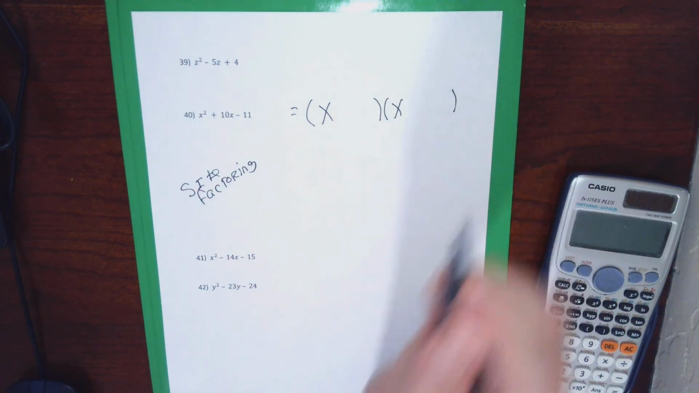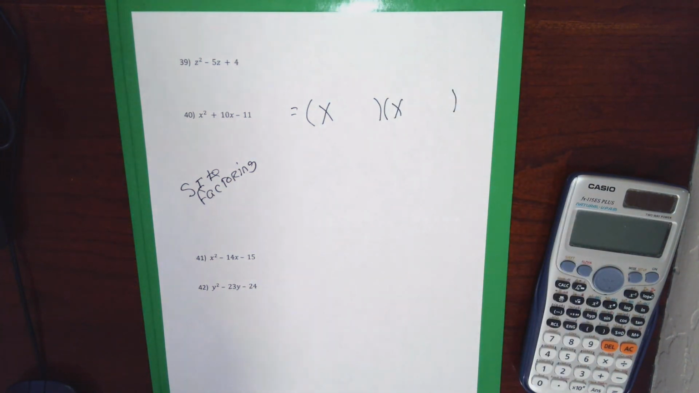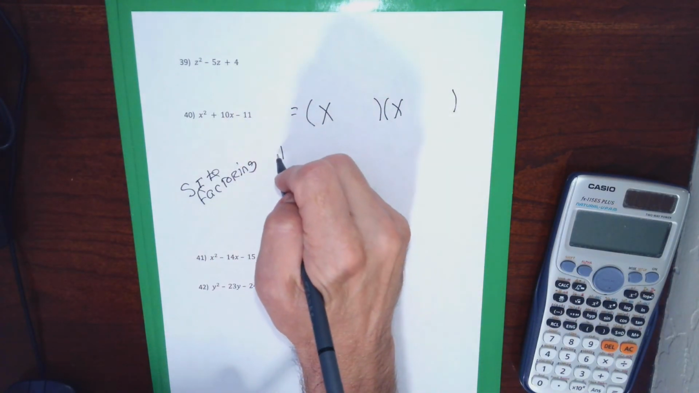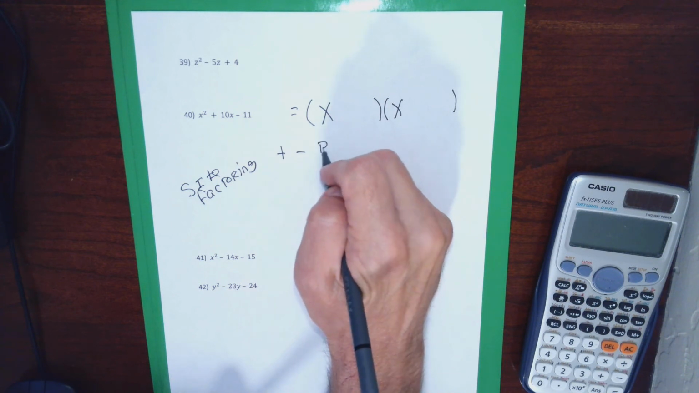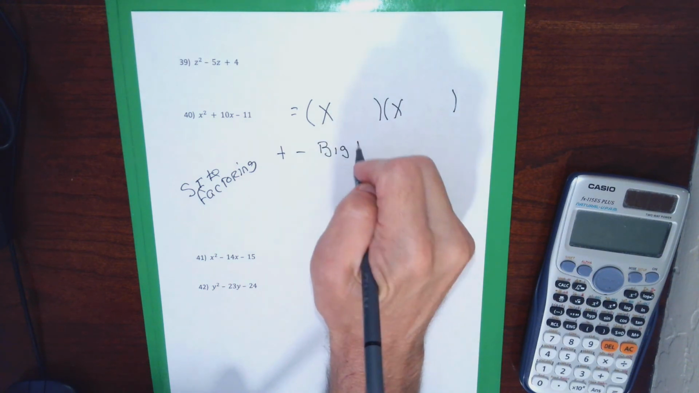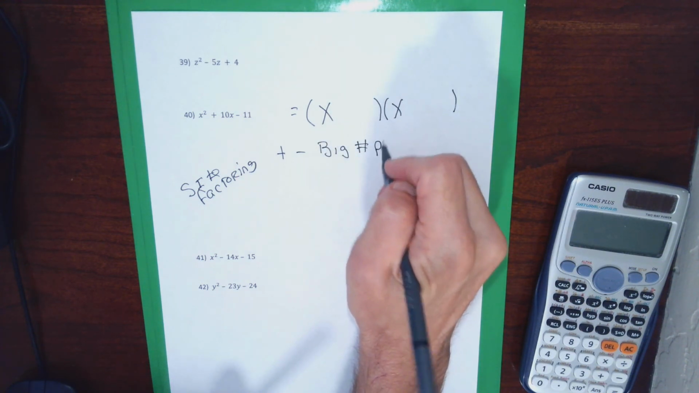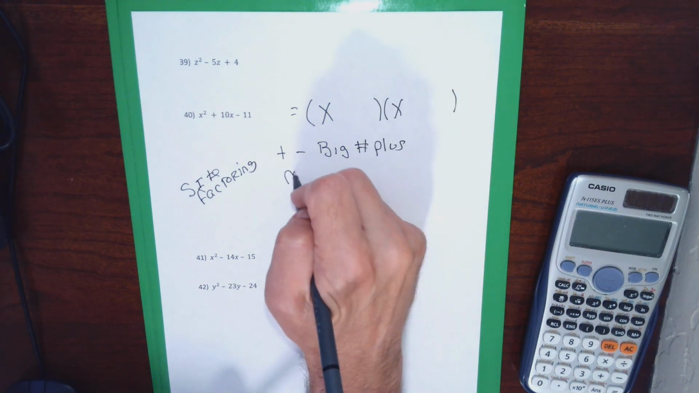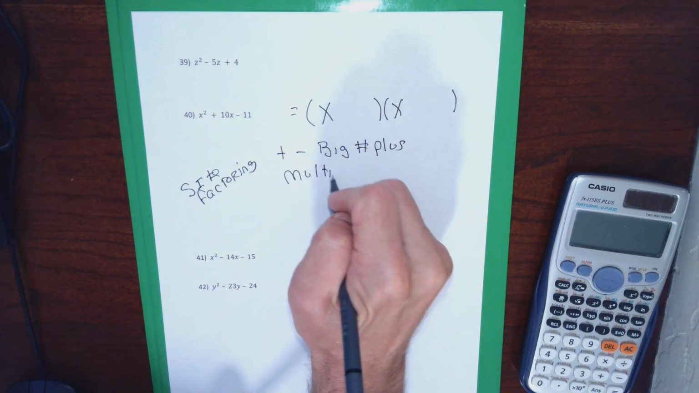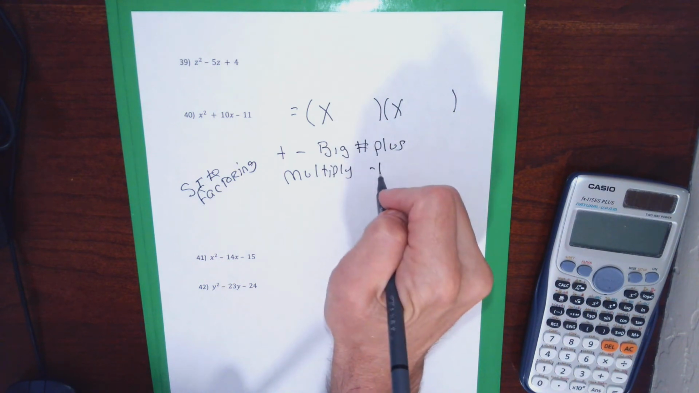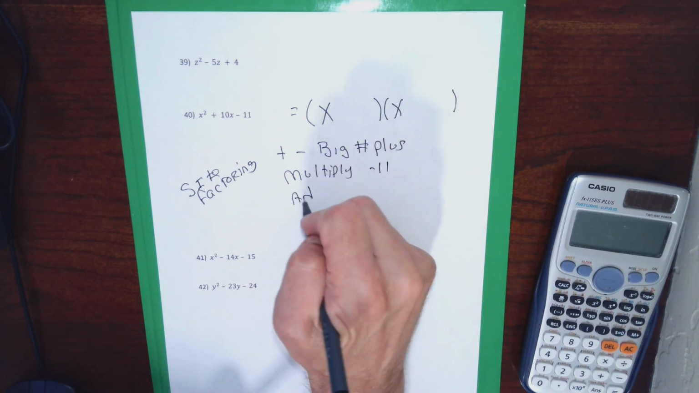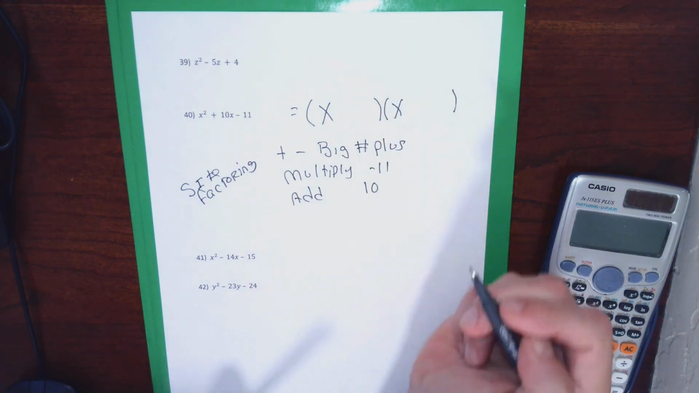Split the x squared evenly into the first position in each parentheses. This is the 3rd row of my template. I need plus minus numbers. The big number gets the plus sign. They need to multiply to negative 11, and they need to add to positive 10.